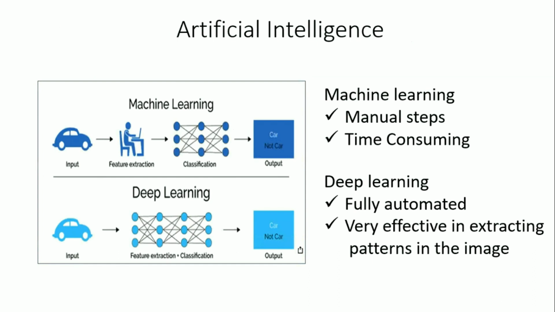This slide shows two broad types of artificial intelligence: machine learning and deep learning. Machine learning has manual steps because the features need to be extracted manually, and it is time consuming. But the advantage is it can work with limited samples. Deep learning is fully automated, and the features are automatically extracted from the samples. But the disadvantage here is it needs a large number of labeled samples, so that can often pose a challenge.